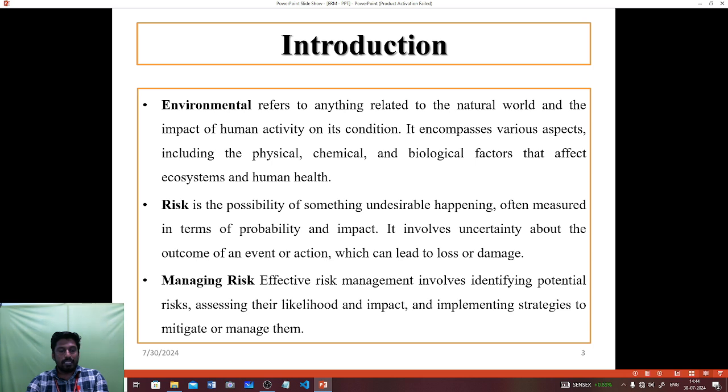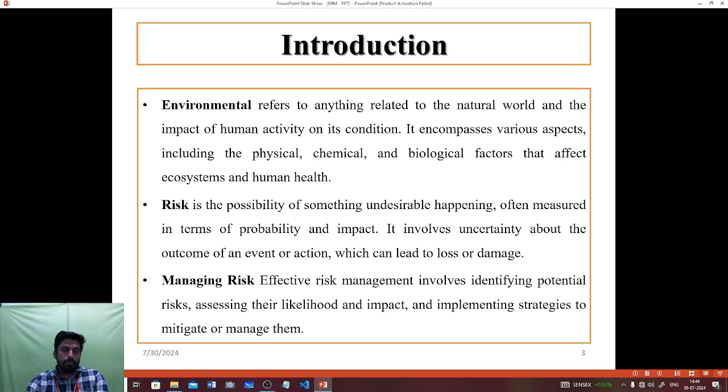The second one is risk. So what is risk? Risk is the probability of the impact of any undesirable happening to the environment. We measure it in terms of probability and impact, which is the uncertainty about the outcome of any event or action that may be caused by the environment, or some changes or damages to the environment. That is called risk.